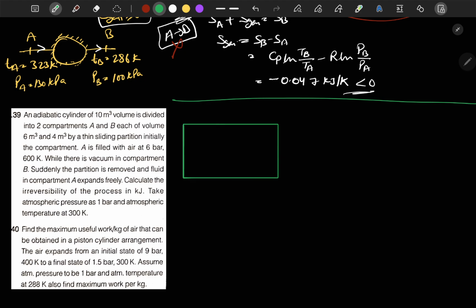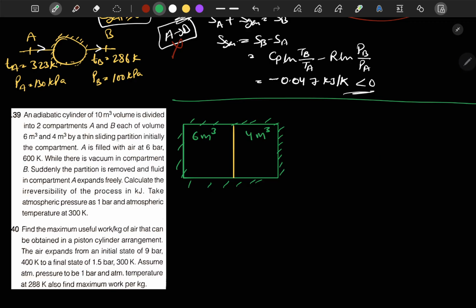Okay, so this is an adiabatic cylinder. What we have done here is divide the cylinder into two compartments. Let's say this is the partition. This volume is 6 meter cube, and this is 4 meter cube, separated by a thin sliding partition initially.